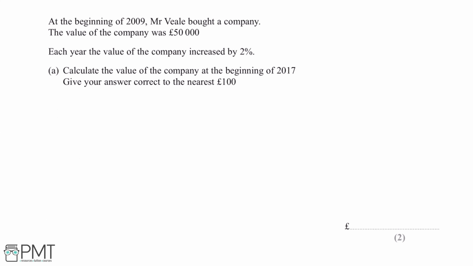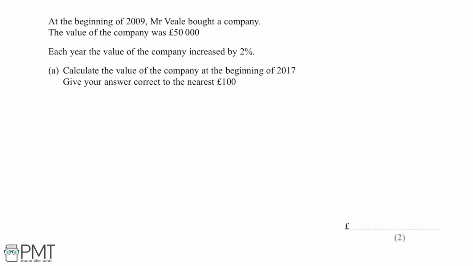At the beginning of 2009, Mr Veal bought a company. The value of the company was £50,000. Each year the value of the company increased by 2%. Calculate the value of the company at the beginning of 2017. Give your answer correct to the nearest £100.